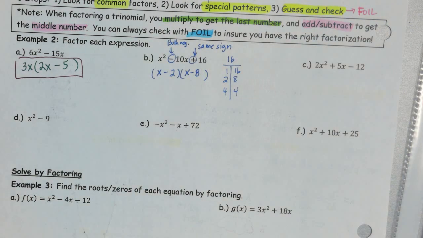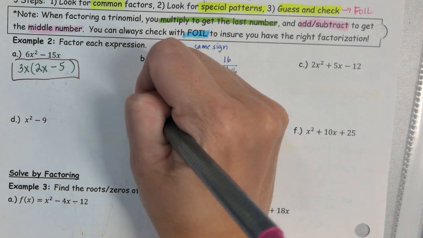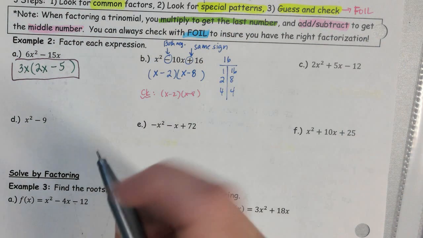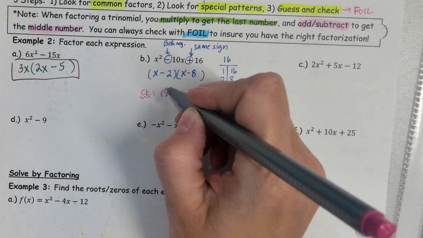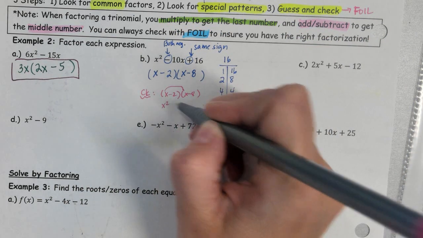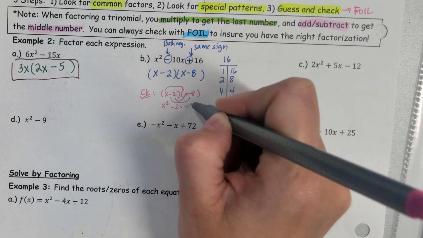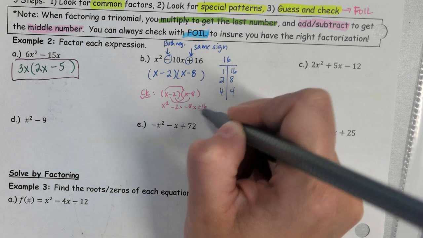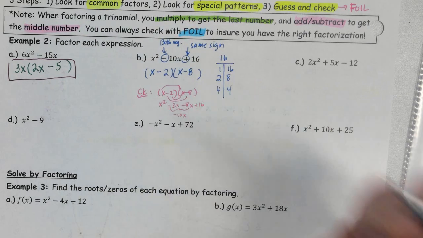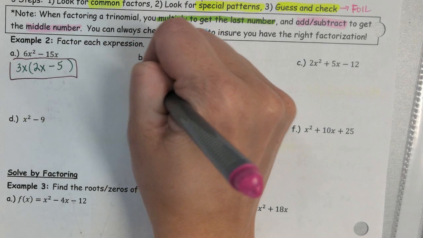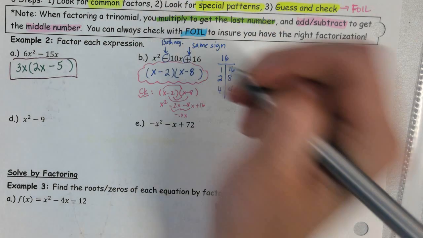So when you check with FOIL, I'm going to write that just below. So x minus 2 times x minus 8. I always do that part, the x times x squared, then negative 2x minus 8x plus 16. And then I make sure that the middle terms add up to negative 10x. Okay, so yep, this is my final answer for B.